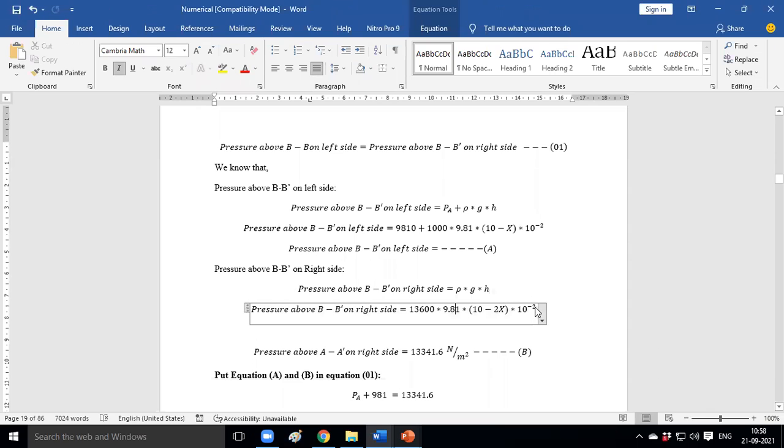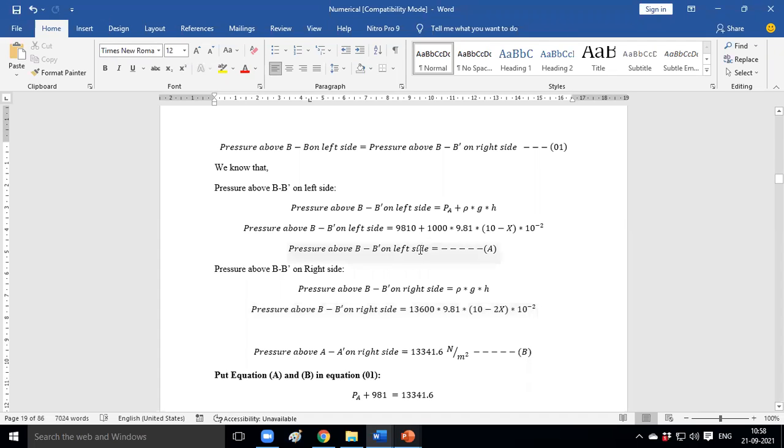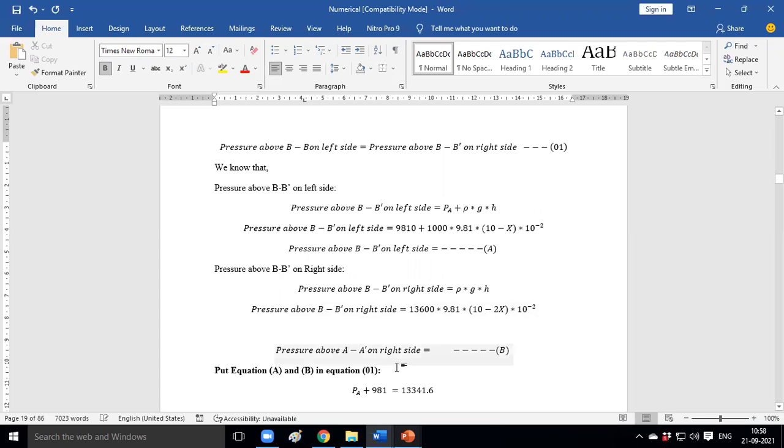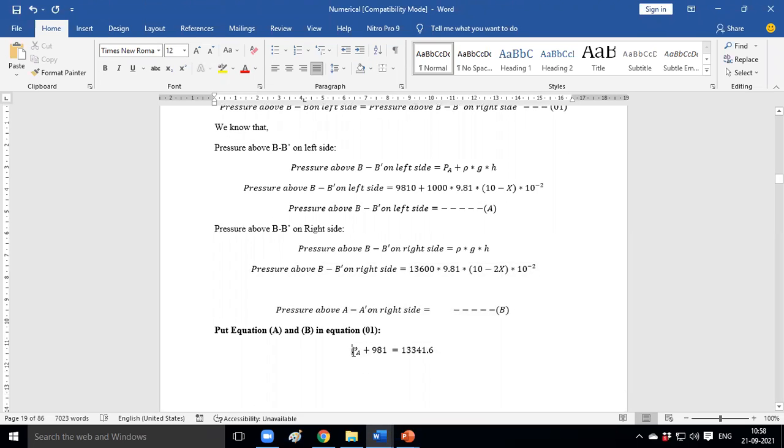And then you can solve this equation. So this equation we get in terms of x; that is equation number A. And again equation number B in terms of x. Just compare equation A and B, or put equations A and B in equation number 1. We get the value of which one? See, in equation number A, which one is unknown?